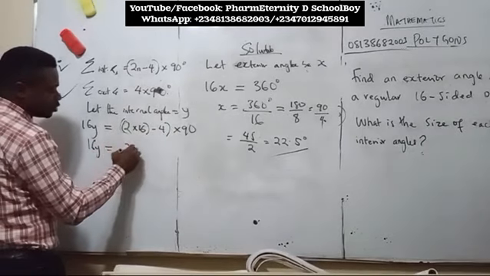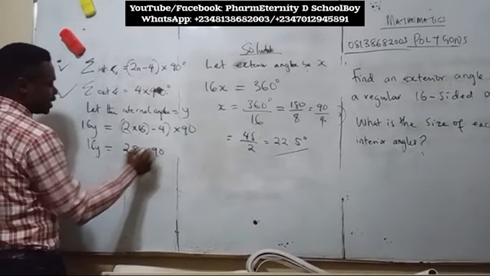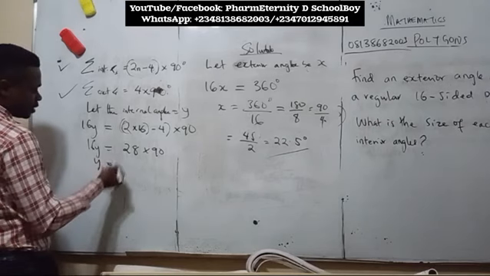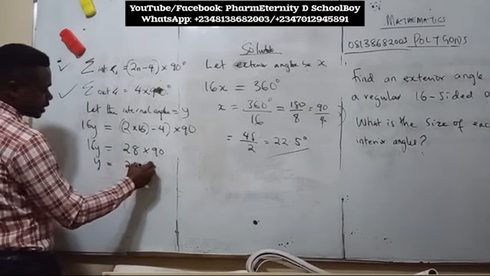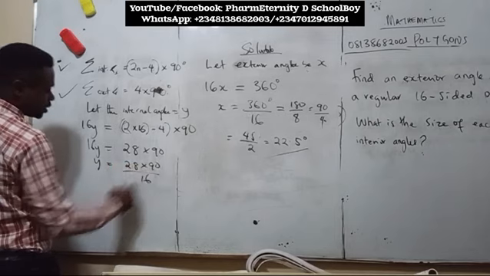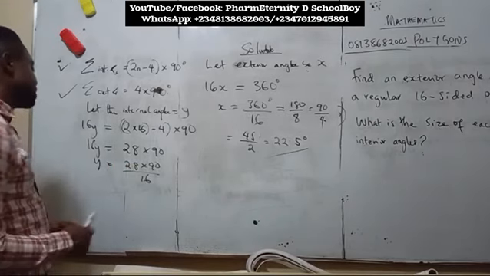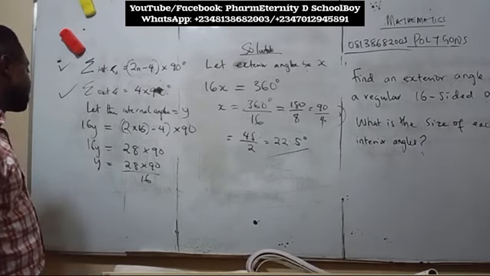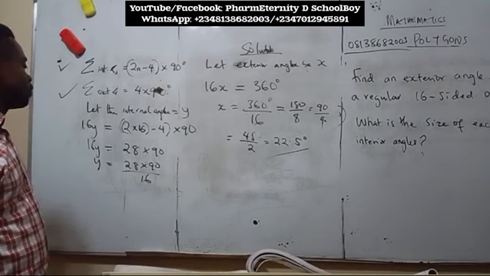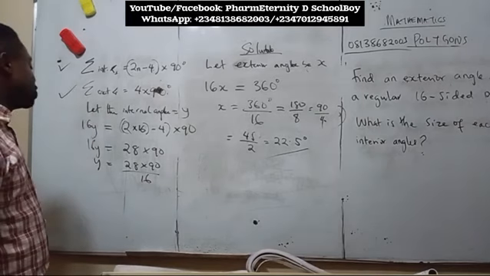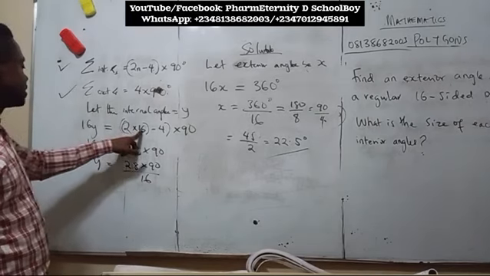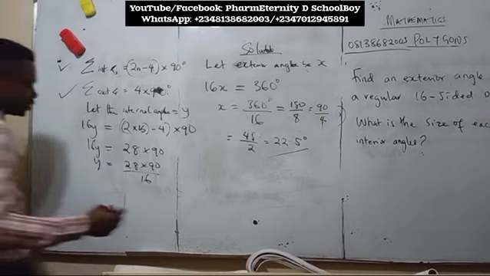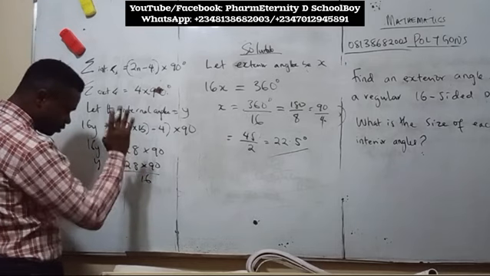So we simply do 28 times 90. So y is now equal to, we'll divide both sides by 16, 28 times 90 all over 16. So we cancel out and get our y, the size of each of the interior angle. So here is 2 times 16, 32 minus 4, 28, 28 times 90. So let's divide. Let's break it down step by step.